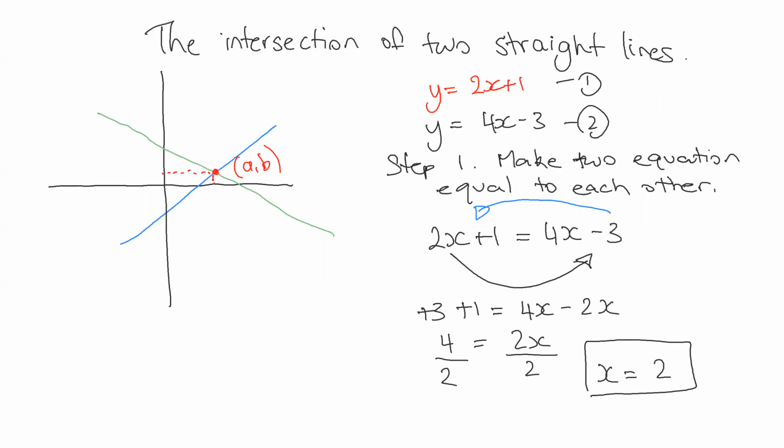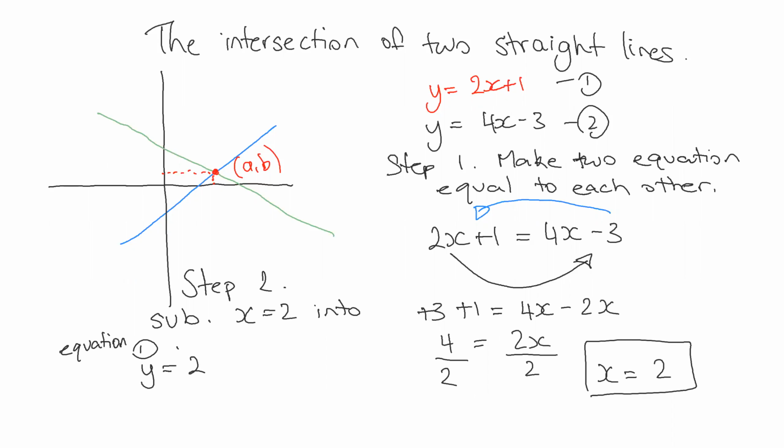Step 2 is to substitute x equals 2 into any of the equations. So let's go in this case into equation 1. Let's say y is equal to 2 times x, and we know what x is, so I'm going to put that in brackets: 2 times 2 plus 1. That's 2 times 2 is 4, plus 1 is 5.